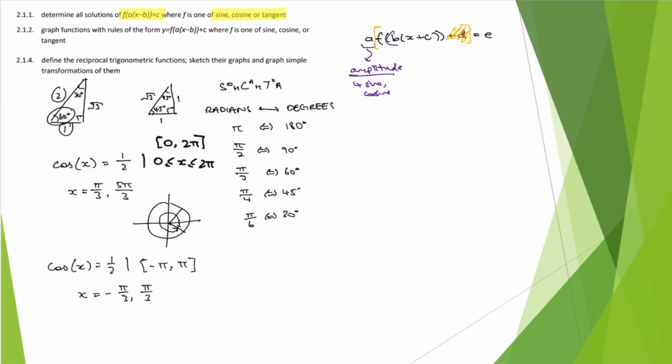Now the second bit here, b, affects the period of the function, and the period is essentially defined as how long it takes for the function to repeat itself.